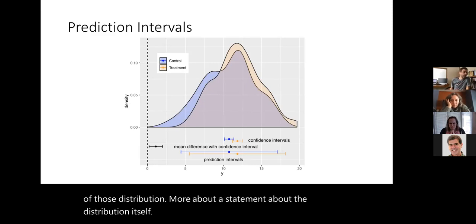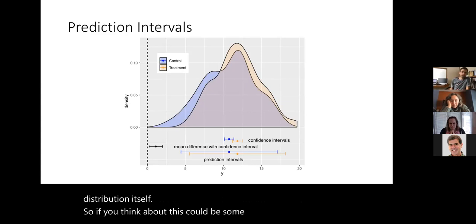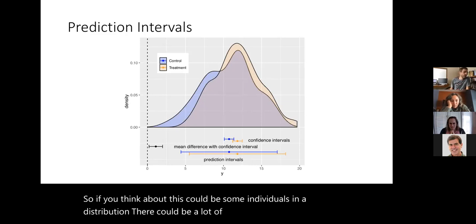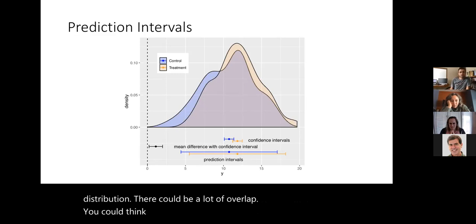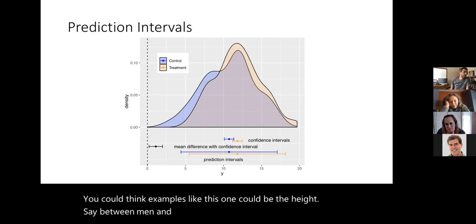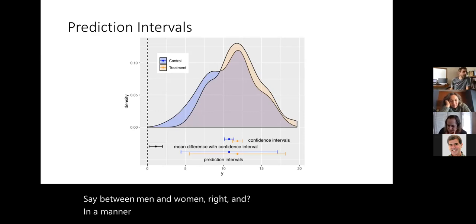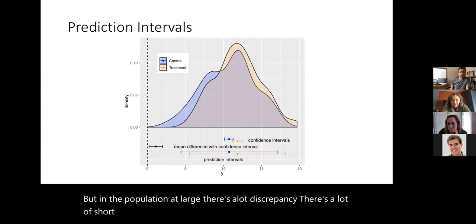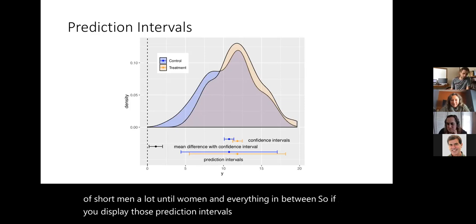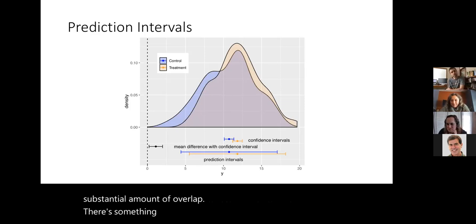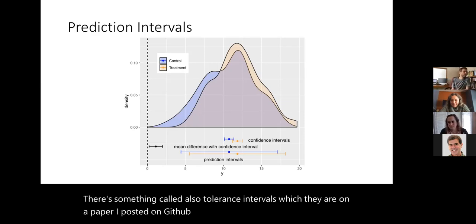If you think about individuals in a distribution, there could be a lot of overlap. An example could be height between men and women. Men tend to be a little bit taller than women, but in the population at large there's a lot of discrepancy: there are a lot of short men, a lot of tall women, and everything in between. So if you display those prediction intervals, there would be a substantial amount of overlap. There's also something called tolerance intervals, which are in a paper I posted on GitHub, but I'm not going to talk about those today.